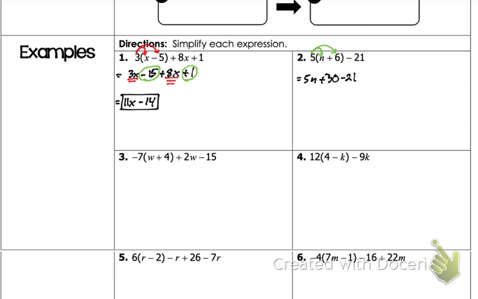Yes. What can we combine, Waddell? 30 minus 21. Does anyone have that? Shout it out if you got it. 9. It'd be 9. Thank you. So we have 5n plus 9.